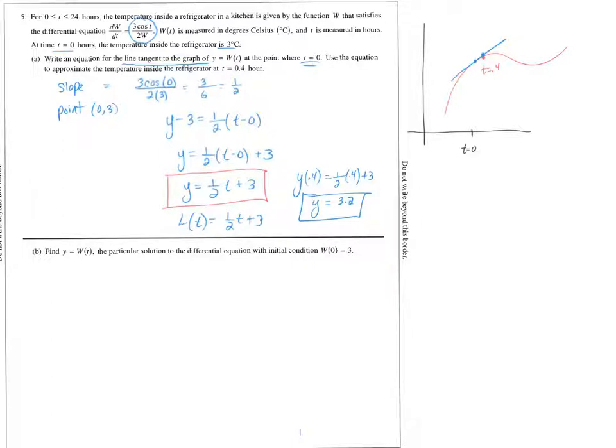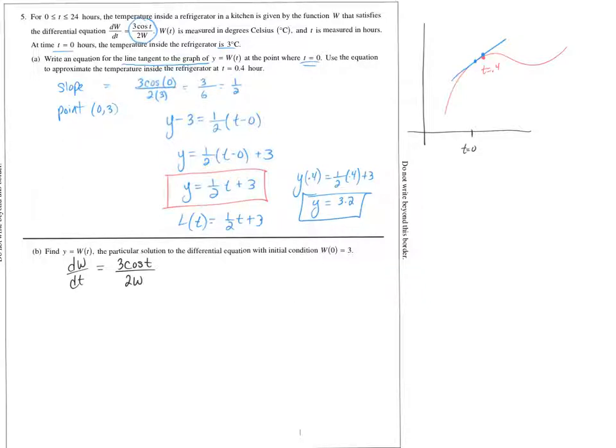Okay, so on to part B. Find the particular solution to the differential equation with the initial condition that w of 0 equals 3. So in other words, that's the point that they gave us back here in the original thing. All right, so we had a little experience with this back in the day. We know that w changes with respect to time according to 3 cosine t over 2w.